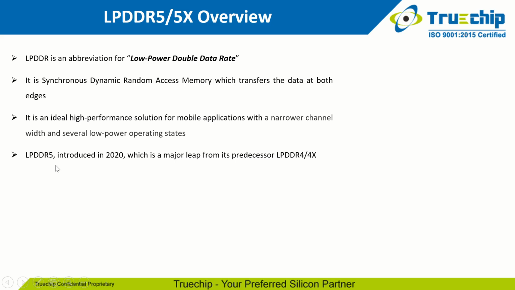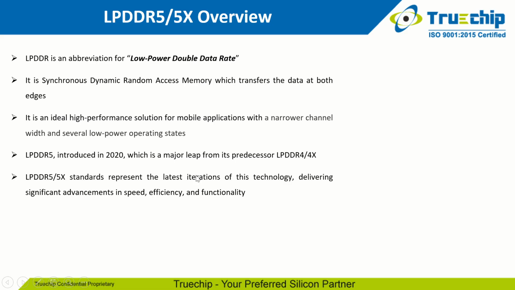LPDDR5 was introduced in 2020, which is a major leap from its predecessors, LPDDR4 and 4X RAMs. LPDDR technology is developed independently of DDR standards in terms of performance, battery life, and data transfer rate. As it was targeted at mobile devices only, data transfer was clocked at lower frequencies and low voltage in comparison to DDR RAMs, which makes battery life even more long-lasting for mobile devices.